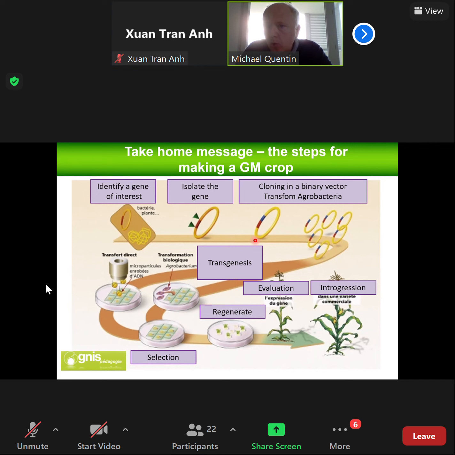The take-home message: when you want to generate a GMO plant, you will use mostly, but not always, Agrobacterium tumefaciens. But you may use some other approach, such as particle bombardment. The idea is to insert into plant cells a tDNA.